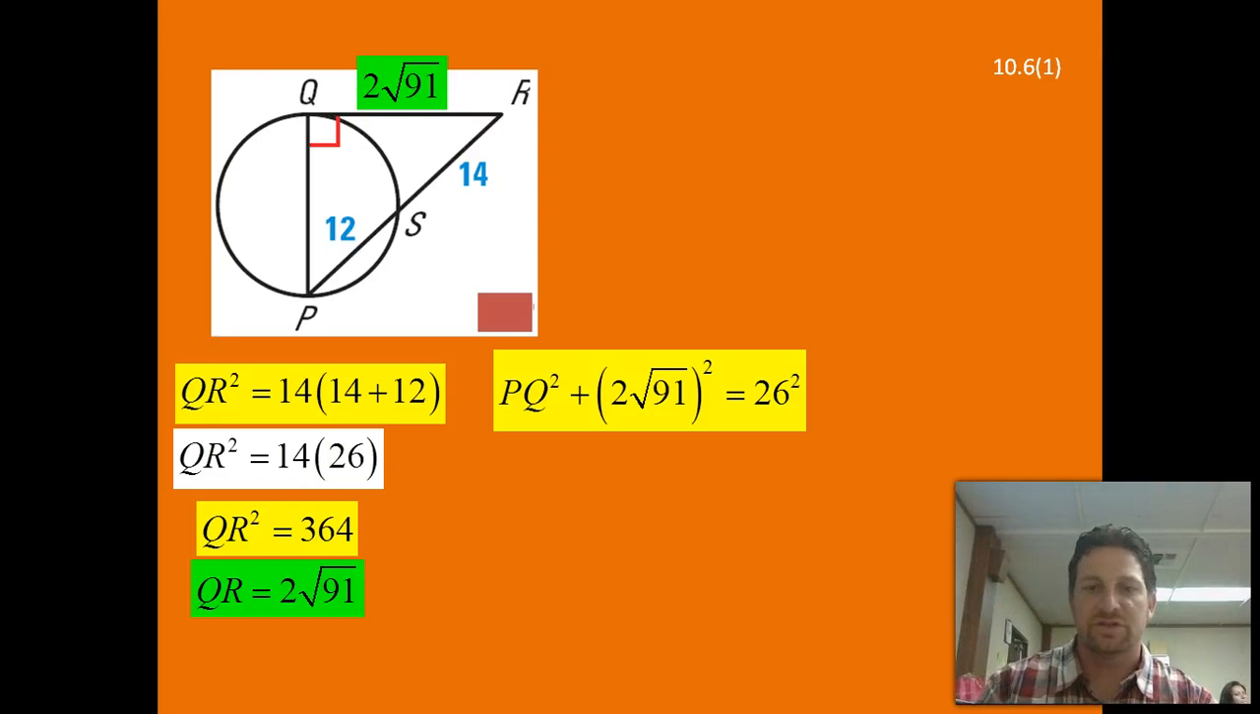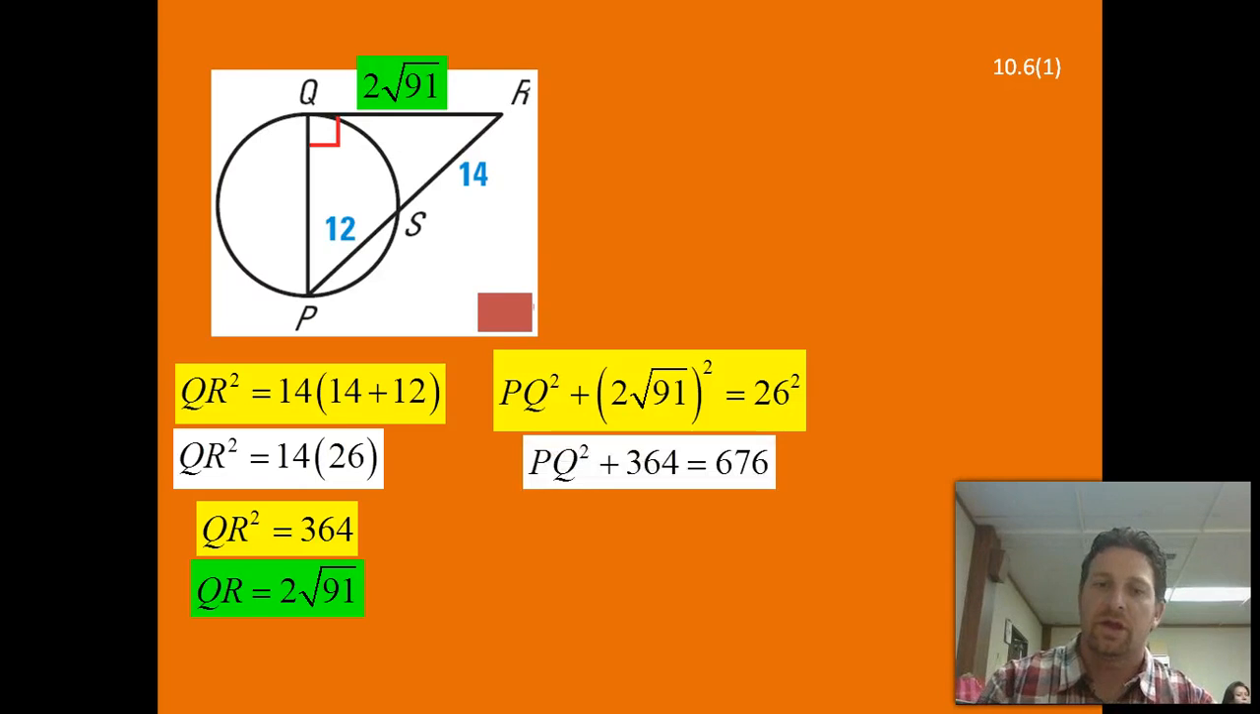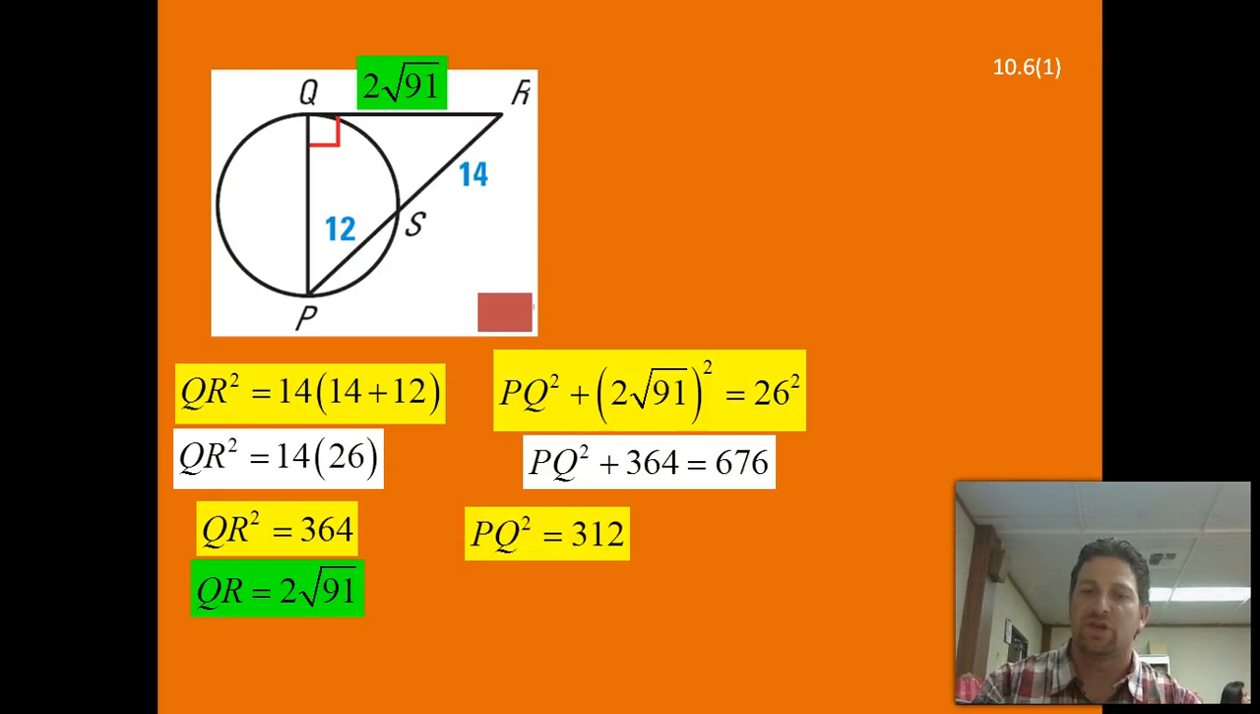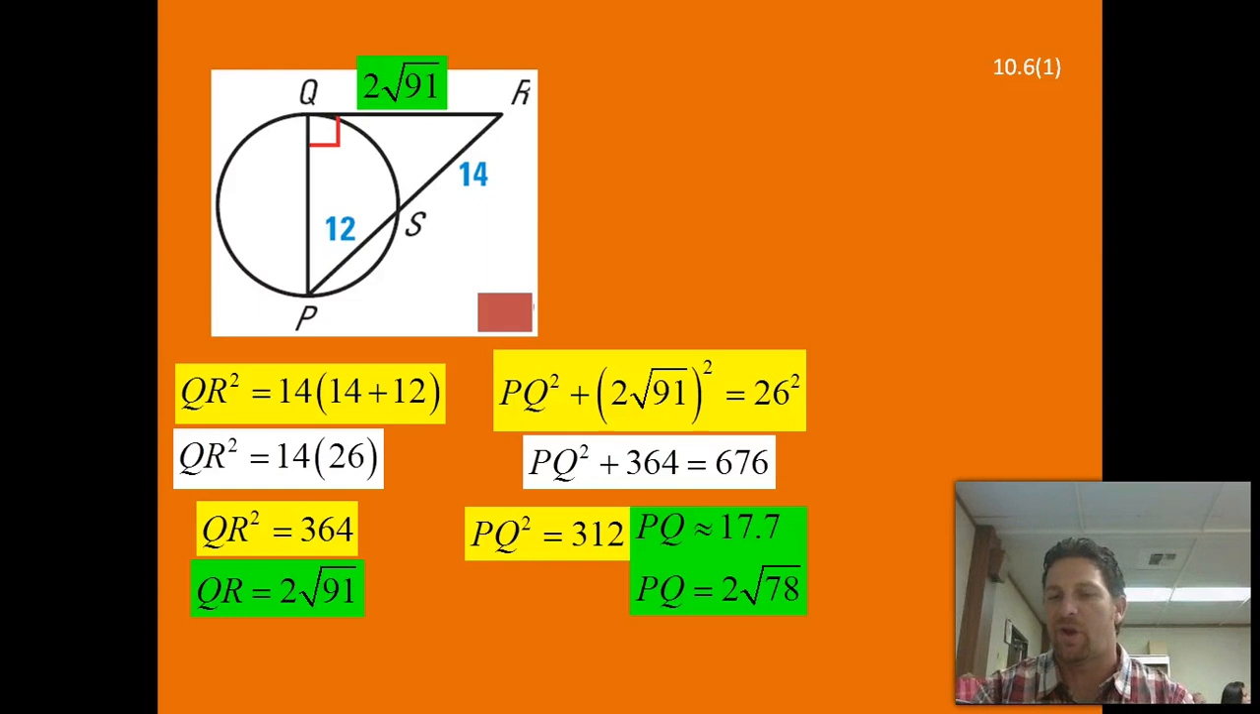Alright, so now all you've got to do is square everything, okay, and so you get PQ squared plus 364 equals 676, minus the 364 over to the other side and square root that. Okay, so you get PQ squared is 312, square root it now, and you get PQ is approximately 17.7, or if you keep it in radical form, 2 root 78. Okay, and that's about it.